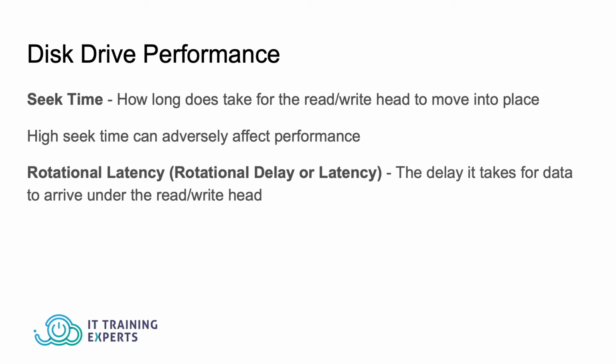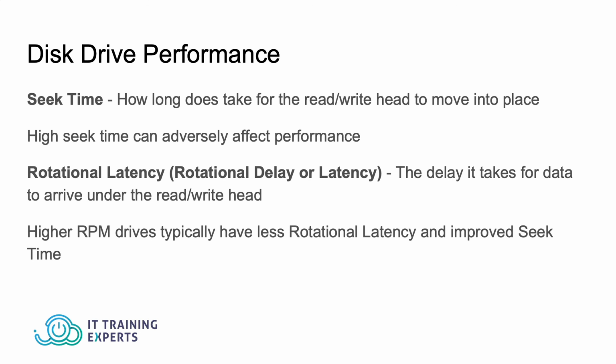Rotational latency, or rotational delay, is the delay it takes for the data to arrive under the read-write head. The seek time was moving that head into place. Rotational latency is how long it takes for that bit of data to go around the hard disk drive and fall into place underneath the read-write head. As you can see, that too could impact performance. So this is where RPMs come into play. Higher RPM drives typically have less rotational latency and improved seek time.